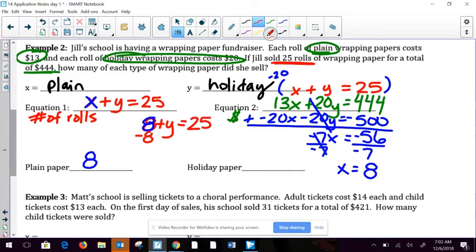Yes, I subtract 8 from both sides. So I get y is equal to, what's 25 minus 8? Great job, 17. So there's 17 holiday paper rolls.